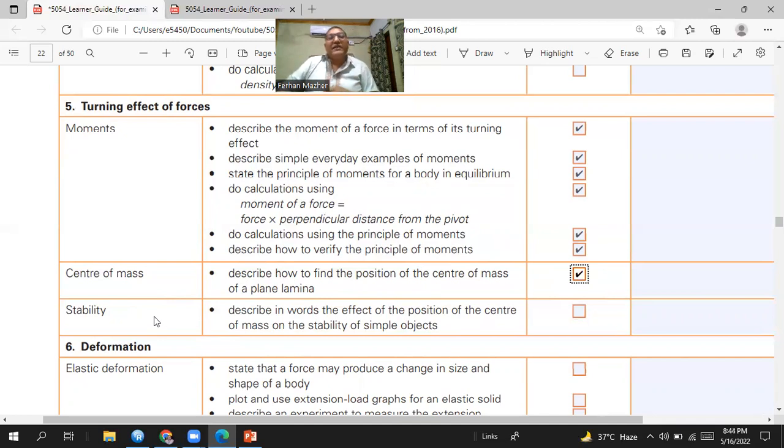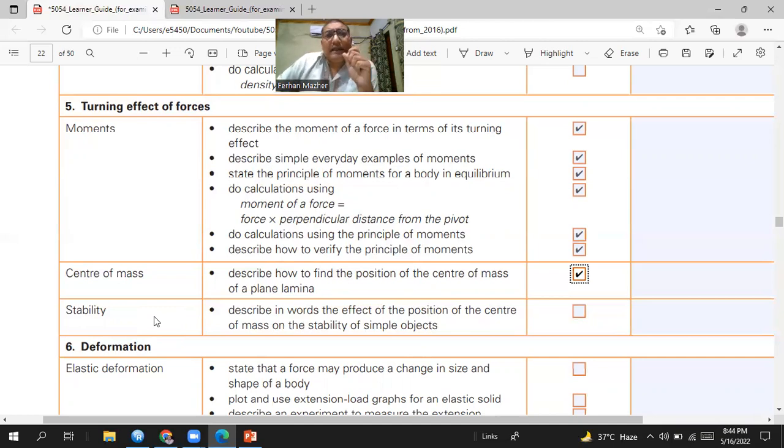Then we have the stability. Describe in words the effect of the position of the center of mass on the stability of simple objects. Remember, if the center of mass is lower, the body will be very stable. If the center of mass goes higher, the body becomes unstable, or you can say less stable. So you should understand the relationship between the stability and the position of the center of mass. Stability also depends upon the area of the base.